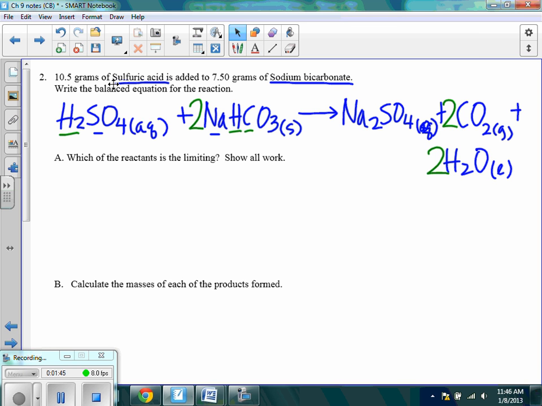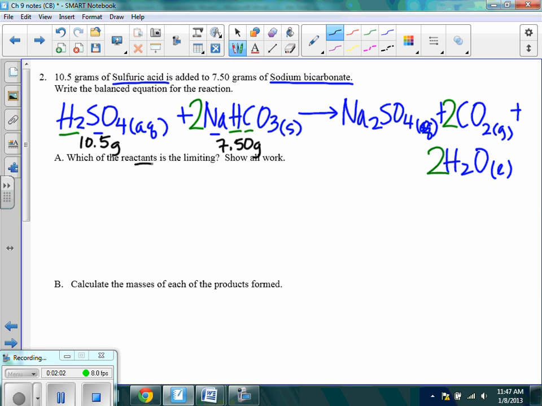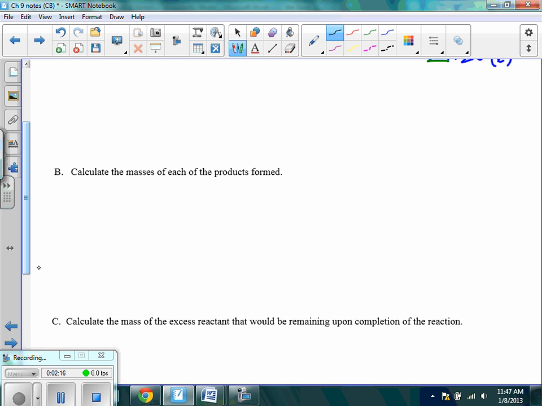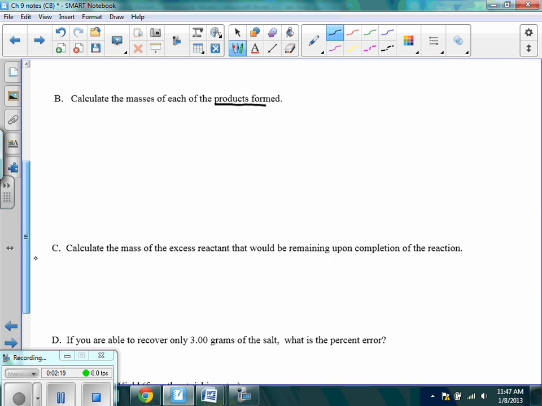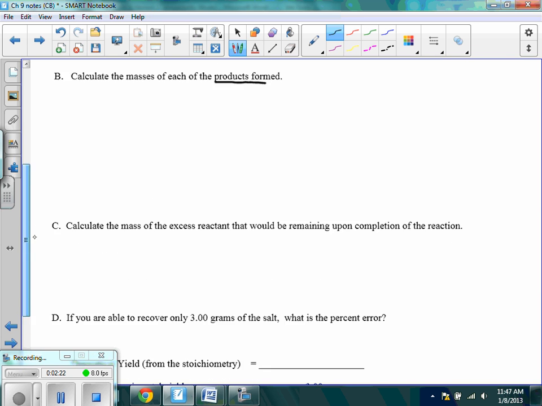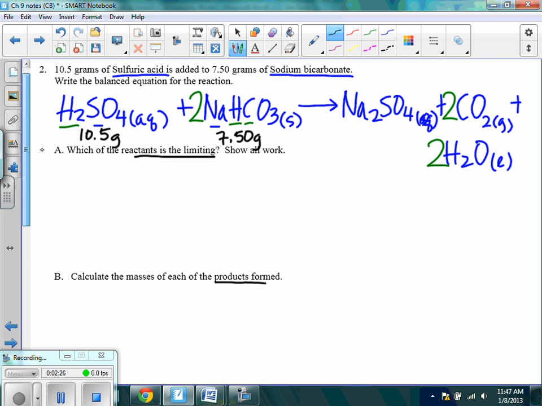So go ahead and go back and read what it says, and it says that I have 10.5 grams of sulfuric acid added to 7.50 grams of this. And it's asking me for the first thing, what is the limiting reactant? So which of the reactants is limiting? The thing that you need to remember is that it doesn't matter what product I choose. So continue to read the problem. Here it asks which is the limiting reactant. B, it says calculate the masses of each of the products formed. And C, calculate the excess. It doesn't give us any indication of anything, so it really doesn't matter what your X is going to be.